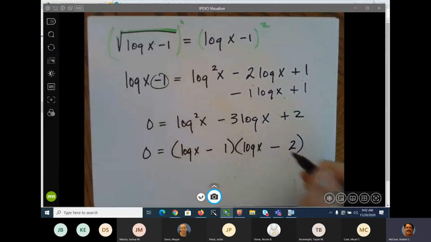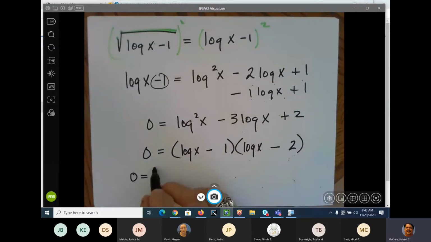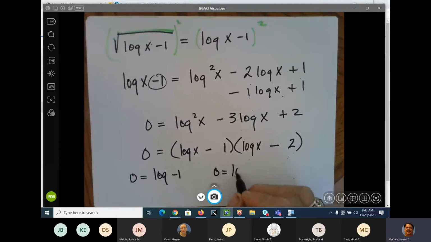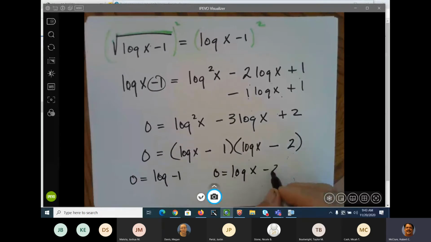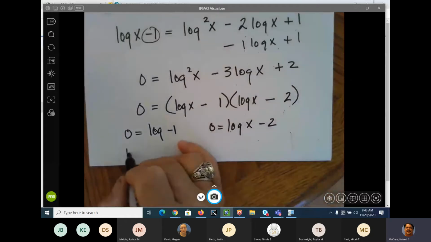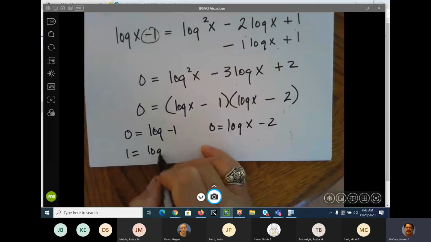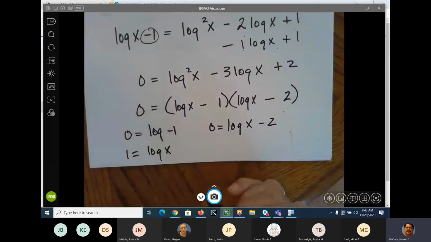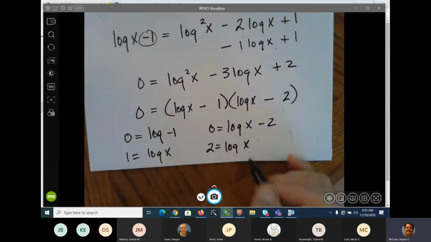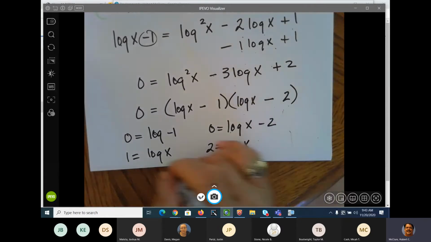So 0 is equal to log of x minus 1. 0 is equal to log of x minus 2. And bring this over, 1 is equal to log of x. And 2 is equal to log of x. And that's base 10, and that's base 10.